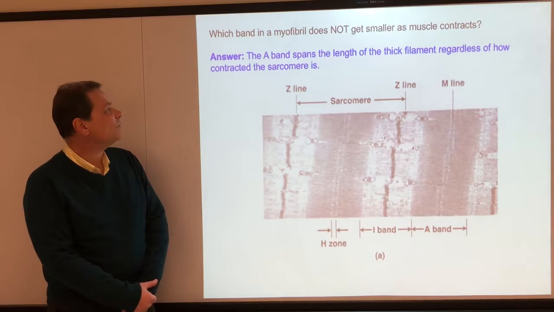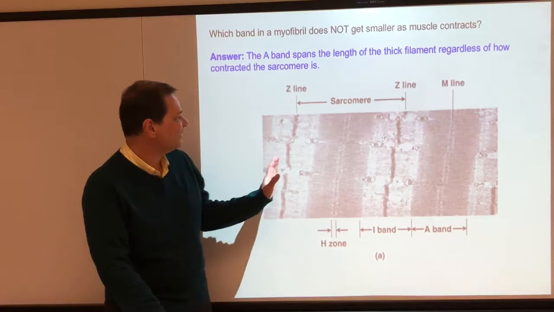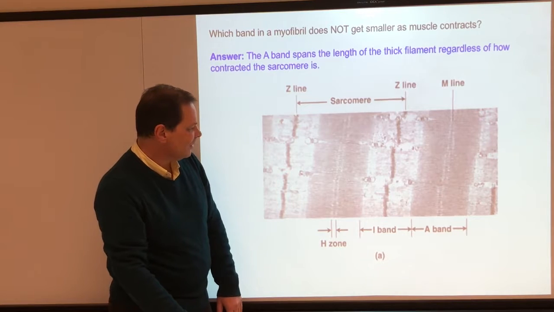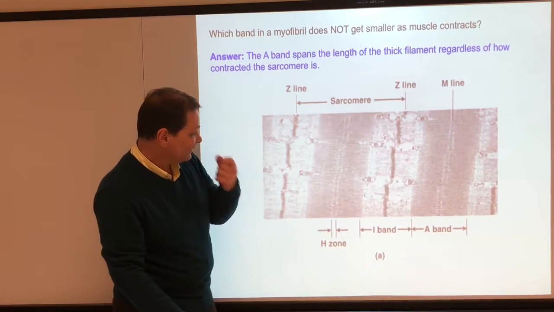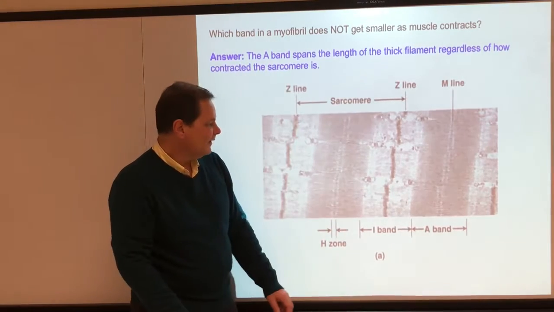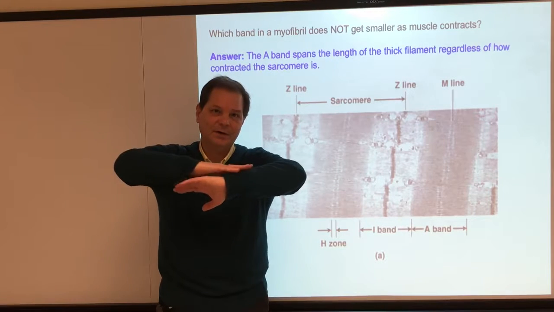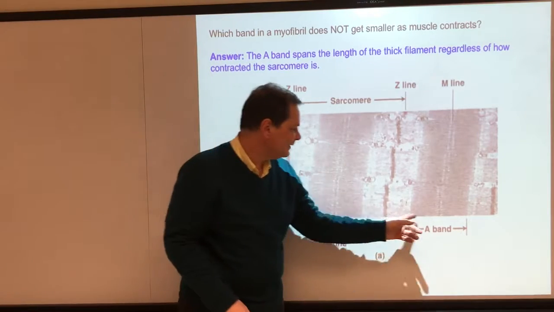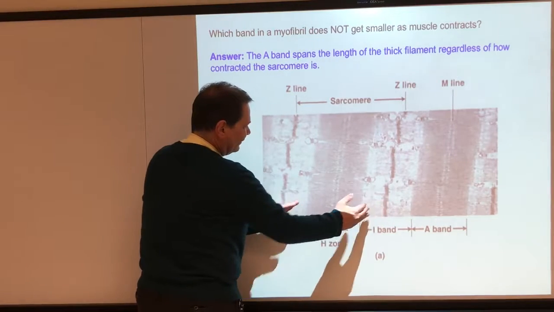First mastery question: which band in a myofibril does not get smaller as a muscle contracts? When a muscle contracts, the Z lines move together, and as that happens, pretty much all these bands shorten, except for the A band, which is the length of the myosin filament, the heavy filament. The actin and myosin are sliding over one another. If it's the length of the heavy filament, that length isn't going to change during contraction. The rest of these bands will change because the Z lines are going to come together.